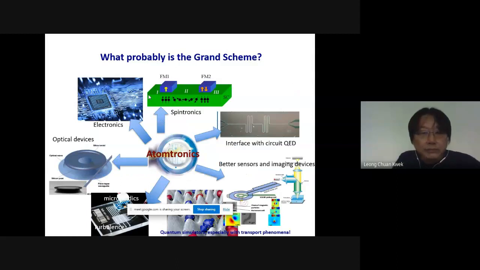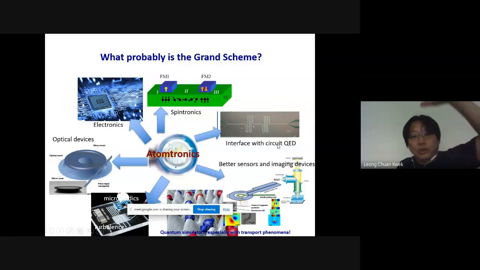But what can Atomtronics do? Well, we don't replace electronics. We may want to think about some devices that mimic electronic circuits. But we would also like to see if we can do something that people in spintronics have tried to achieve but could not do. One is what's called the datta-das transistor, which is a spin transistor. In fact, there is a scheme in Atomtronics that allows you to do that, although demonstration of that is still some time away. We would like Atomtronics to interface with circuit QED.